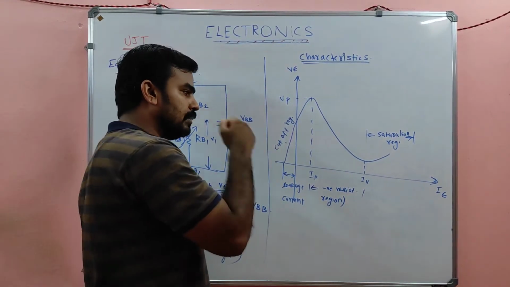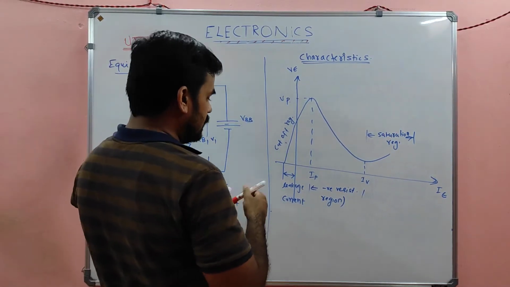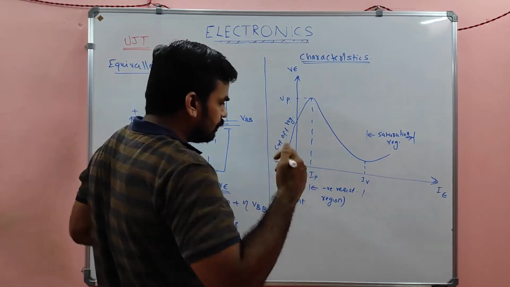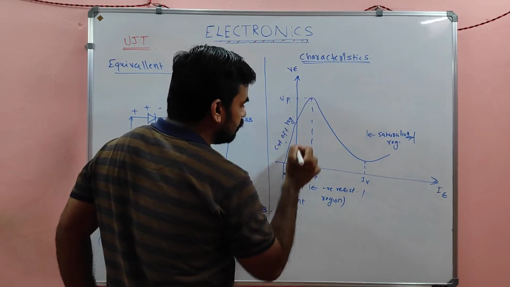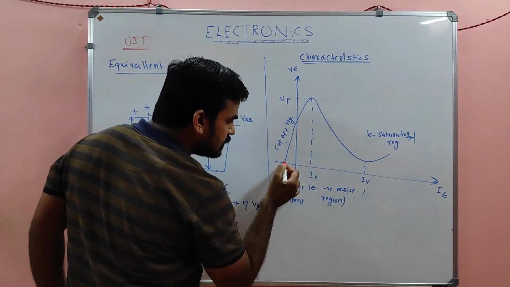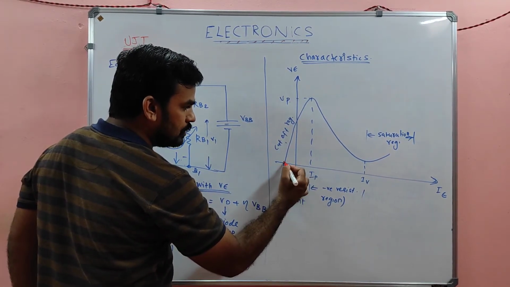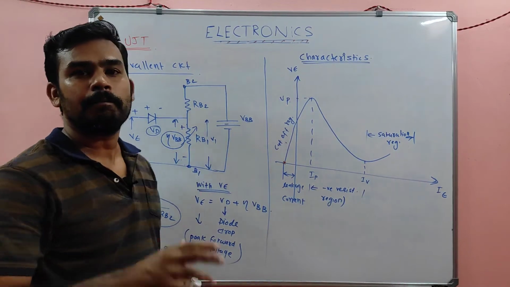So what is the cutoff region? The peculiarity of the cutoff region is that even without applying any voltage, V equal to 0, there will be a small current. There will be a small reverse current, a leakage current. Even at this point where V is equal to 0, there will be a current. That is called the cutoff region.